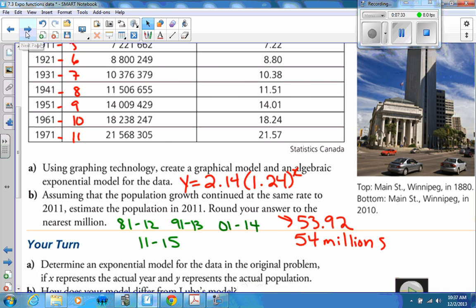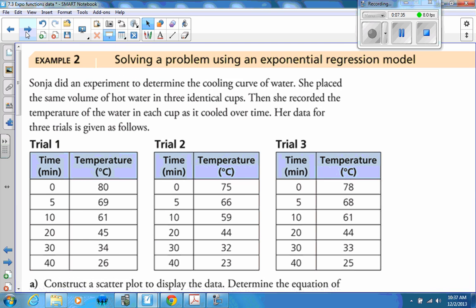Okay, let's look at example number 2 on page 4. Well, actually, it starts on page 457. Sonia did an experiment to determine the cooling curve for water. She placed the same volume of hot water in 3 identical cups, then she recorded the temperature of the water of each cup as it cooled over time. Her data in the 3 trials is given as follows.